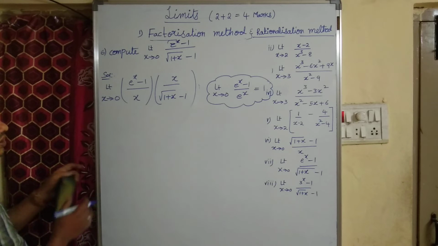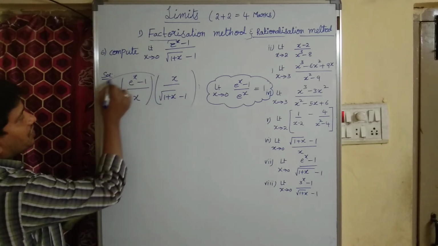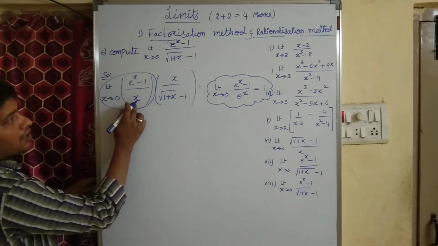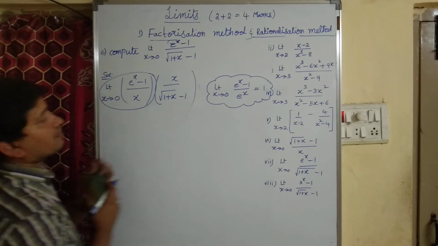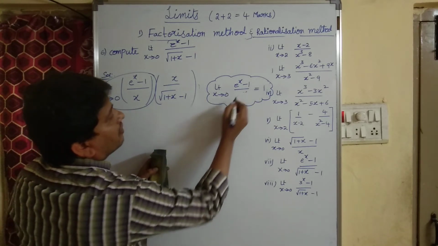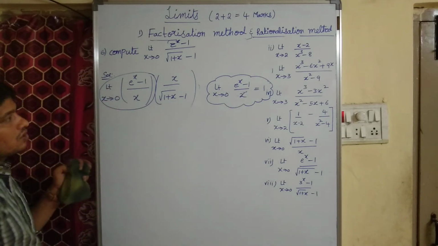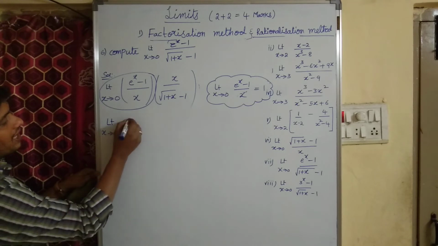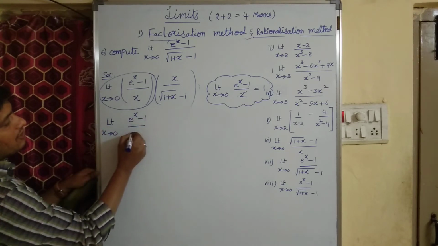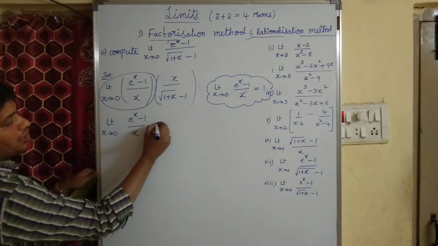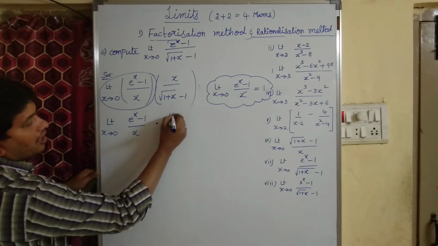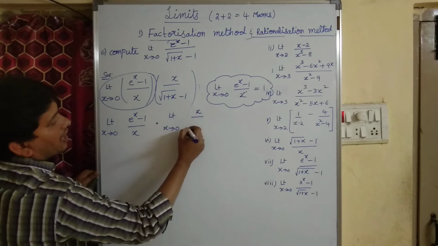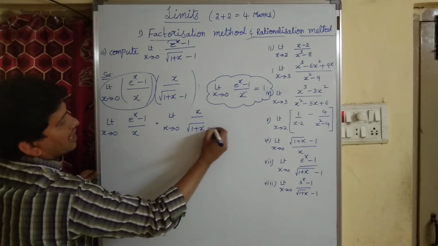Because the first thing is limit x tends to 0, e power x minus 1 by x, which is equal to what? 1, right? So I can apply the limit to both the terms: limit x tends to 0, e power x minus 1 by x, into, again I need to apply the limit to the second term, limit x tends to 0, x by root over 1 plus x minus 1.